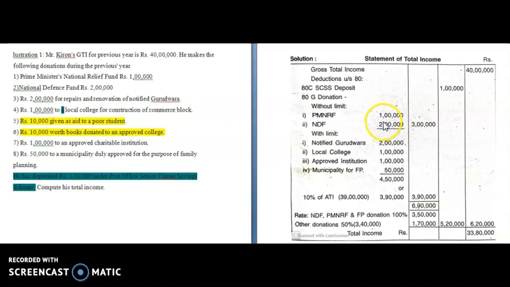One is PMNRF, NDF, and in the second list 2 items. One is Olympic Association, one more is family planning. So family planning item is there. So 1, 2, 3. So 1 lakh, 2 lakh, then 50,000. That means 3,50,000 we have considered with 100% deduction. So directly 100% deduction is done. So this 3,50,000 is considered.